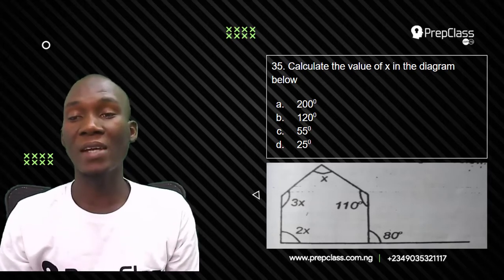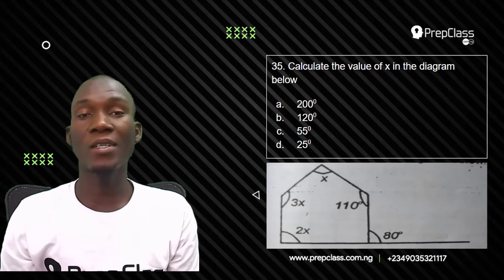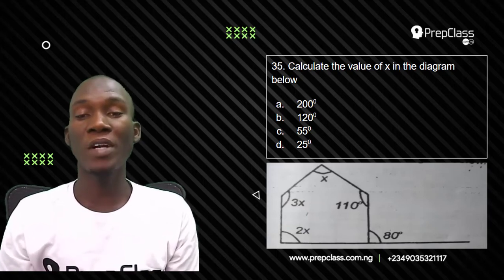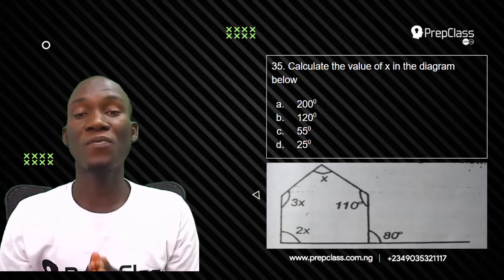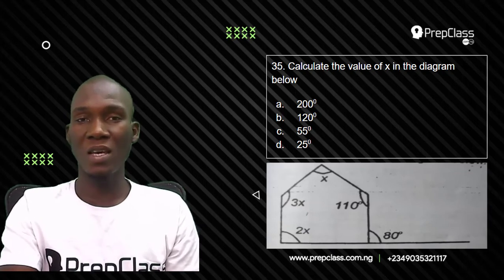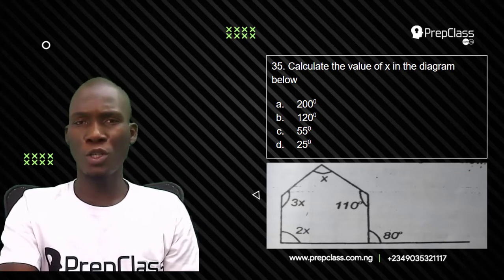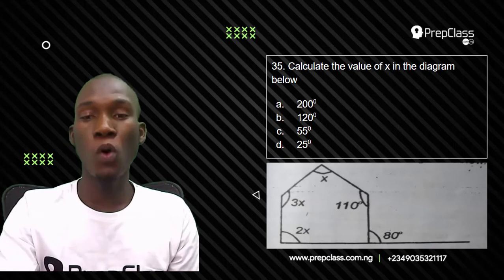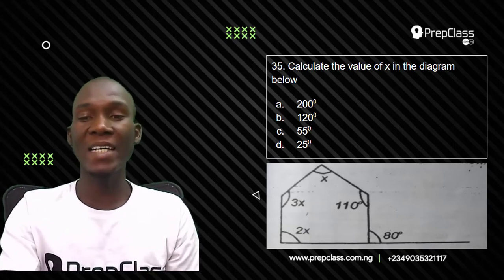Calculate the value of x in the diagram below. A, 200 degree, B, 120 degree, C, 55 degree, and D, 25 degree. So we have this diagram. What kind of diagram is this? Can you guess, or do you know? This diagram is a polygon. So we are going to use the idea of polygon to solve this question.